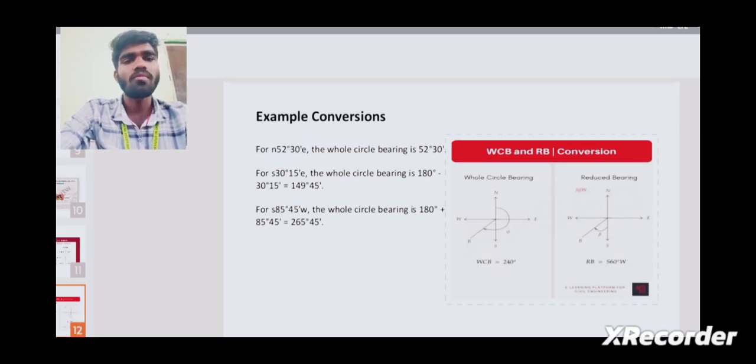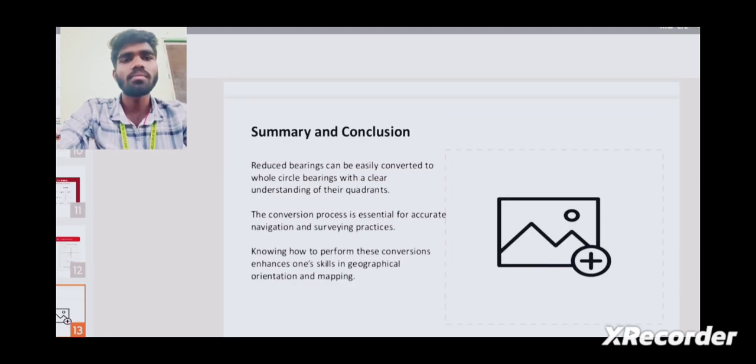Example conversion: for north 52 degrees 30 minutes east, the whole circle bearing is 52 degrees 30 minutes. For south 30 degrees 50 minutes east, the whole circle bearing is 180 degrees minus 30 degrees 50 minutes, which equals 149 degrees 10 minutes. For south 85 degrees 45 minutes west, the whole circle bearing is 180 degrees plus 85 degrees 45 minutes, which equals 265 degrees 45 minutes.